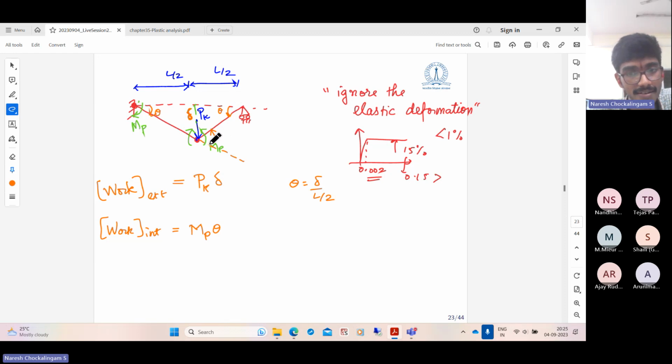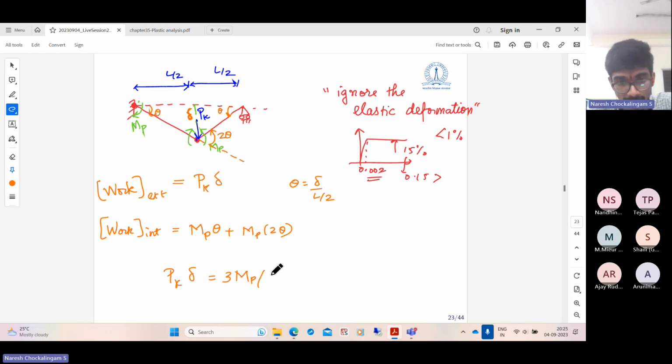So what is this angle? Exterior angle theorem for a triangle, right? This forms a triangle, so using the exterior angle, it is 2 theta. So this plastic hinge is doing an internal work of MP times 2 theta. So just equate the two. P times delta is equal to MP plus 2 MP, which is 3 MP.